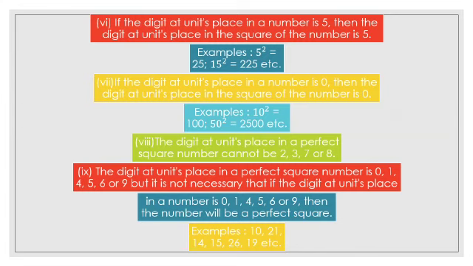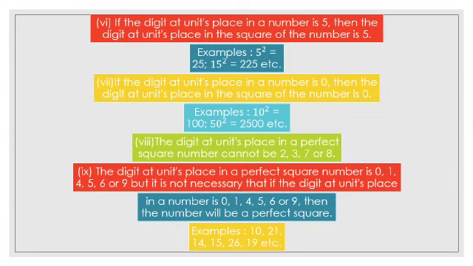Next, if the digit at the units place in a number is 0, then the digit at the units place in the square of the number is 0. Example, 10 squared equals 100, 50 squared equals 2500. In both of these you see that if a number has 0 at the units place, then we get the square with two zeros.